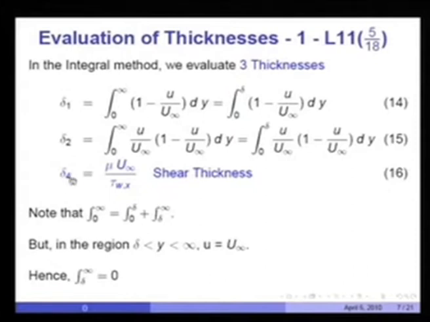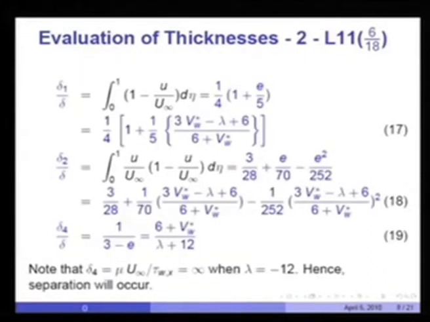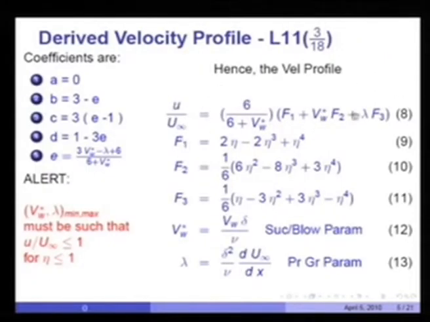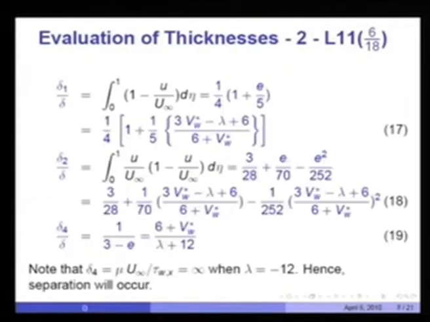We could have recovered the value of delta 4 even in the similarity method, because we know how tau wall x varies with x. If I substitute our velocity profile u over u infinity, as a function of eta, into our definitions, then you will see that delta 1 by delta would become 1 over 4 times 1 plus e by 5, and if I represent e as 3 v w star minus lambda plus 6 over 6 plus v w star, then it will simply read like that.